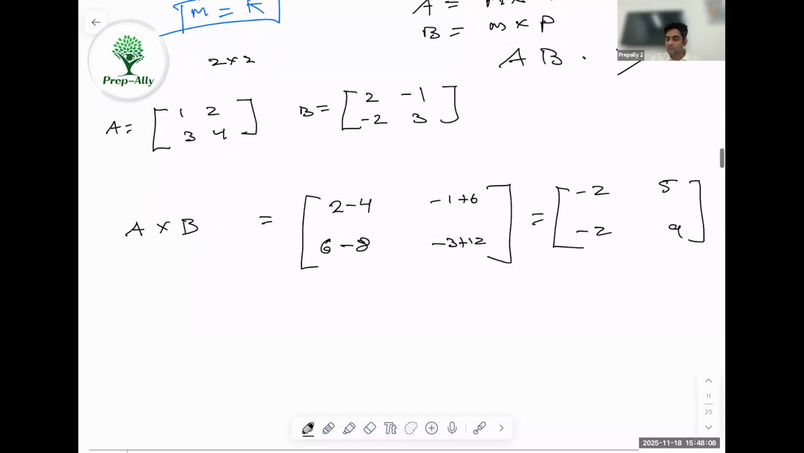Now, this is a special case. This is a special case because it's 2 cross 2. So I can do A cross B and B cross A. I'm not saying they will be same, but I can do that operation.